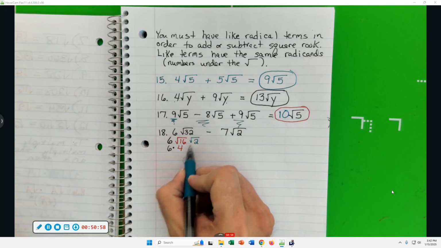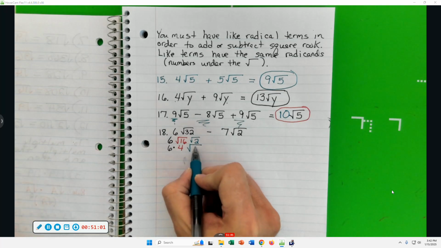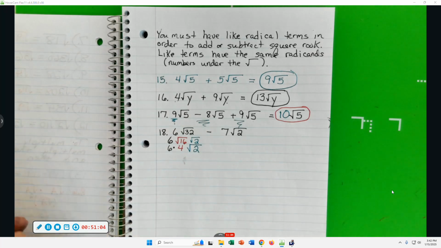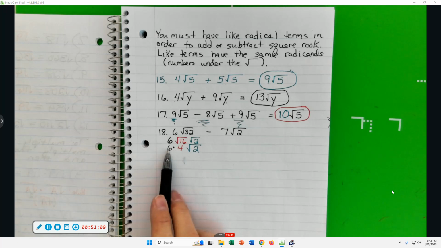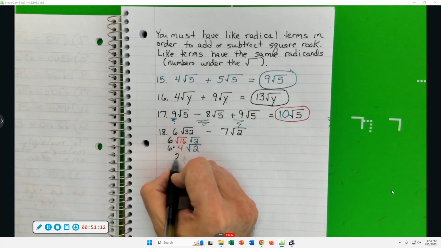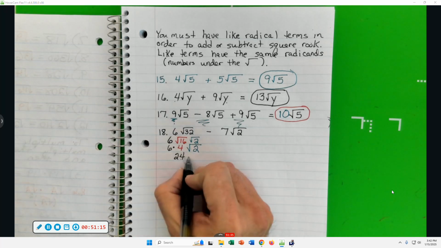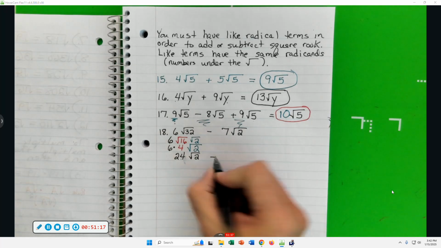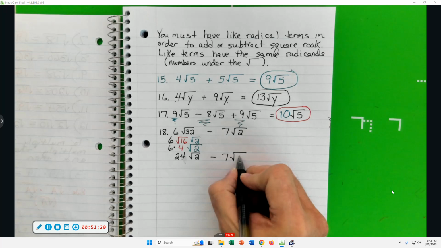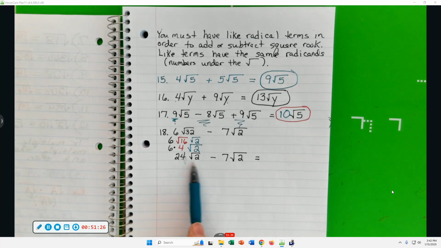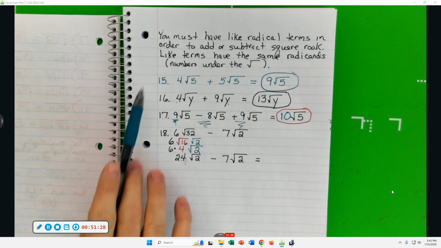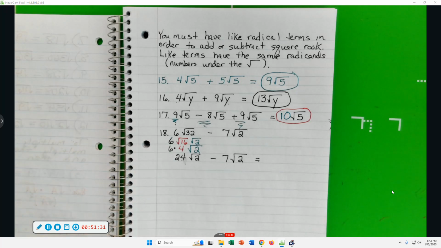Now, what number's under the square root symbol? A 2. So, the 6 times 4, I can go ahead and write that as what? 24. Okay, so here's the problem we have now: 24 square root of 2 minus 7 square root of 2. Is this problem similar to 15, 16, and 17? Yes, we have the same thing under both square roots.